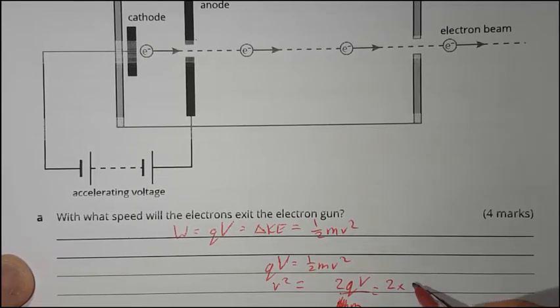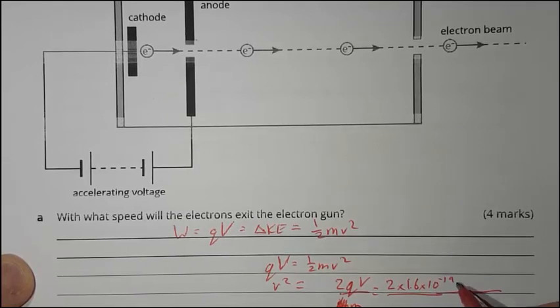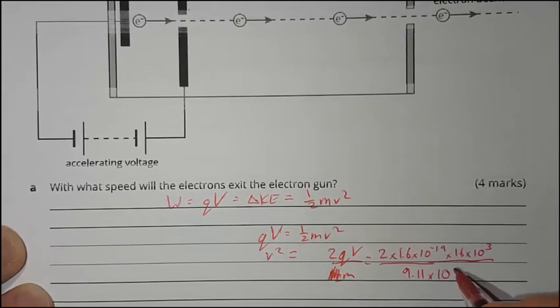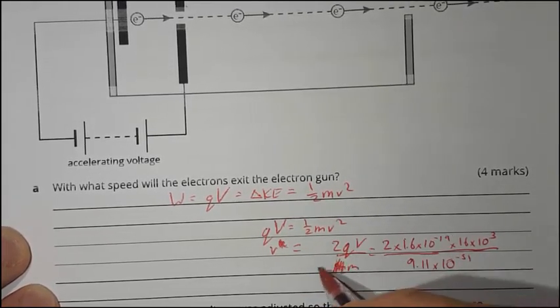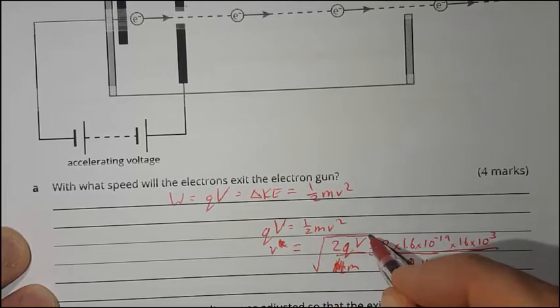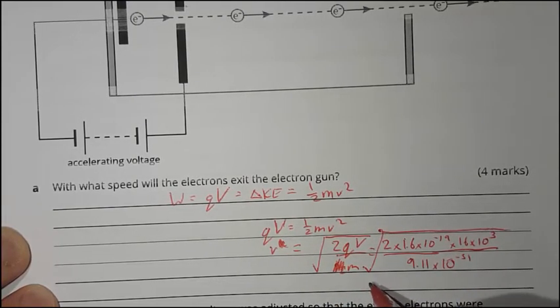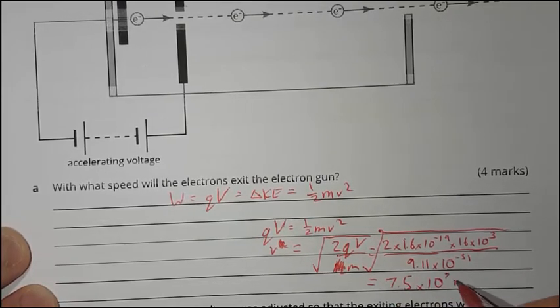2 times the charge of an electron, and the voltage we're looking at is given to you as 16 kilovolts. You can divide that by the mass of an electron, 9.11 times 10 to the power of negative 31. I haven't got that answer, but v is the square root of this. I did put that in my calculator, and that answer should be 7.5 times 10 to the 7 meters per second. There we go.